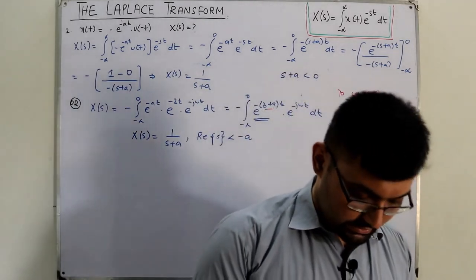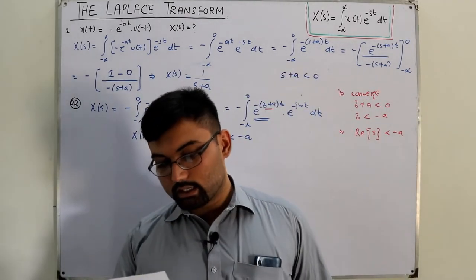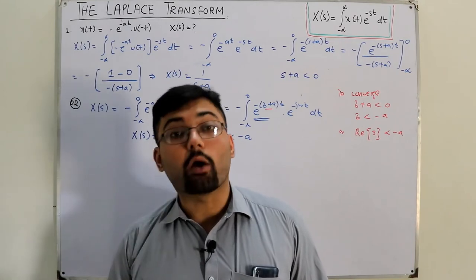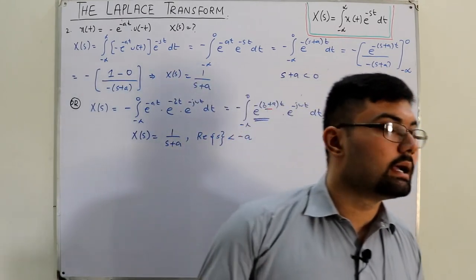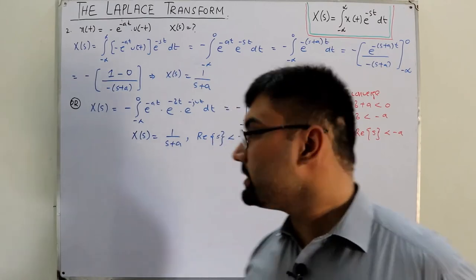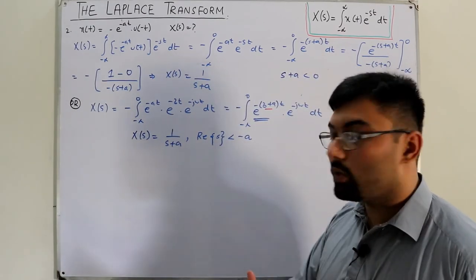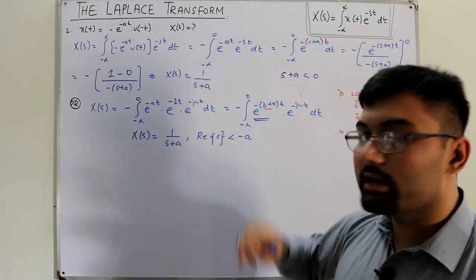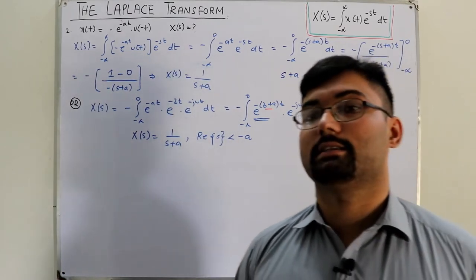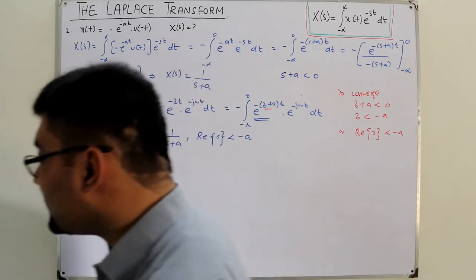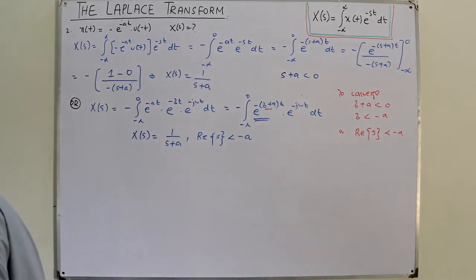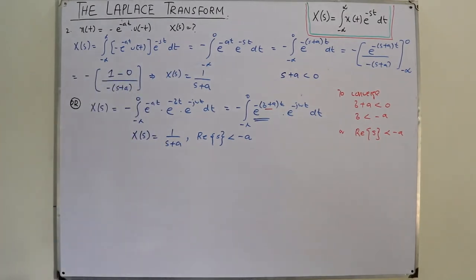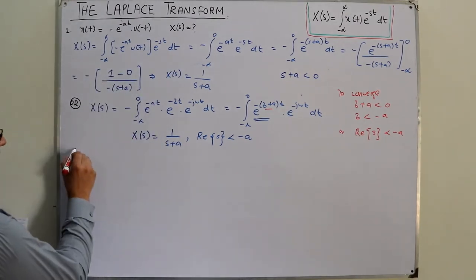Understood? Yes. So the thing is, we saw in the previous example, example number 1 also, that the transform was 1 over s plus a. In the second example, again, we have 1 over s plus a. What is the significance? The significance is that there can be different functions with the same Laplace transform.